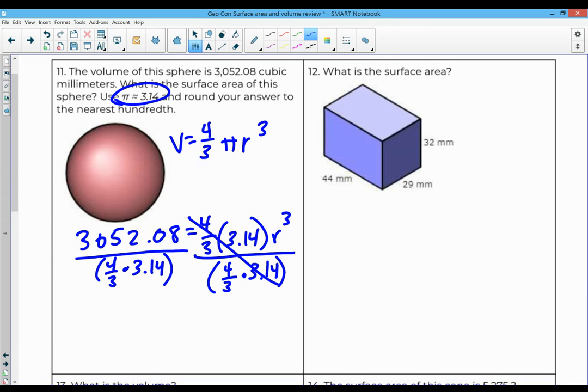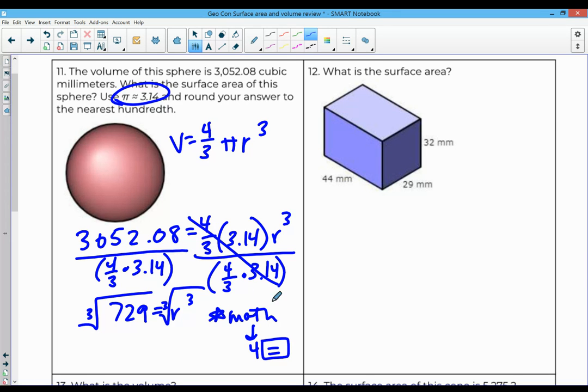So 3052.08 divided by 4/3 times 3.14 gives me 729 equals r cubed. So we're going to have to take the cube root of that. And for that, you can just press math 4, enter. So that's a little aside there. And then type in 729. You get the radius is 9. That's 9 millimeters.